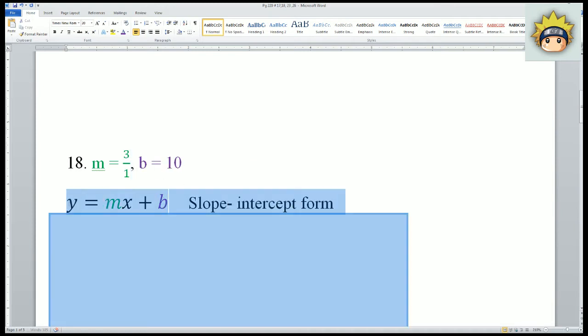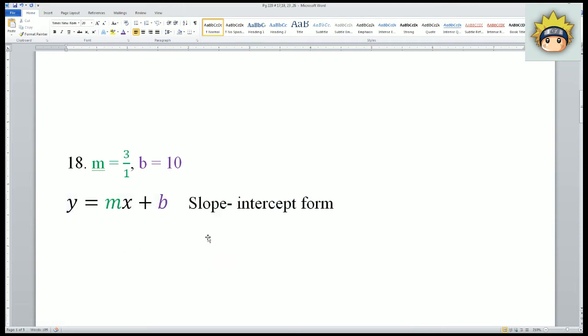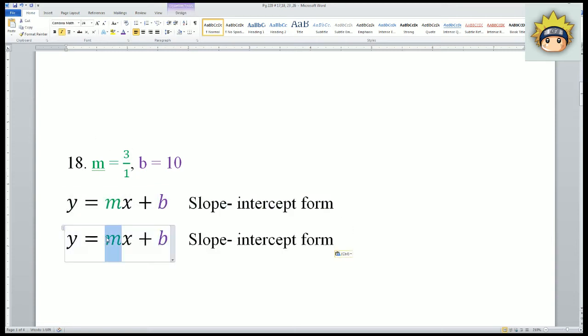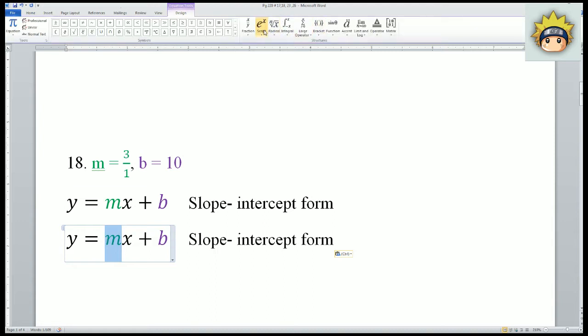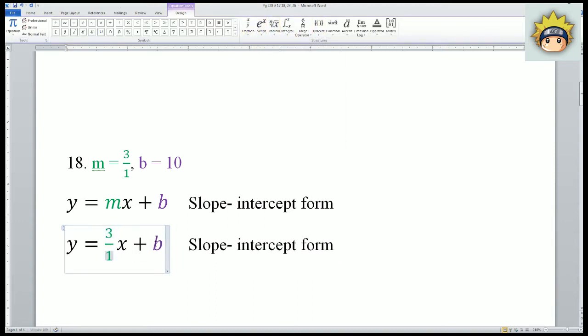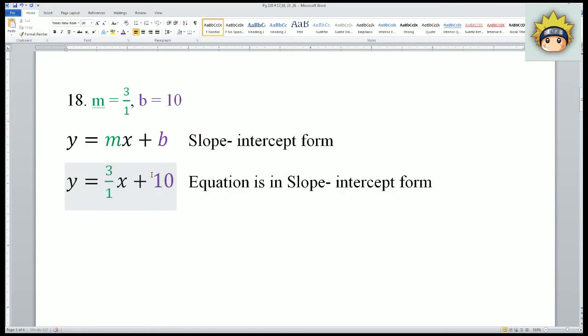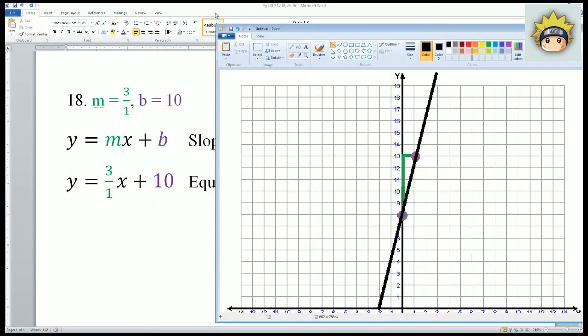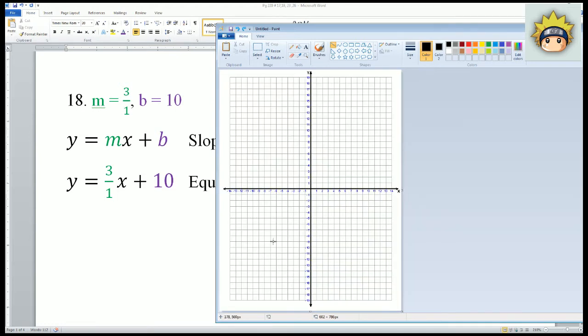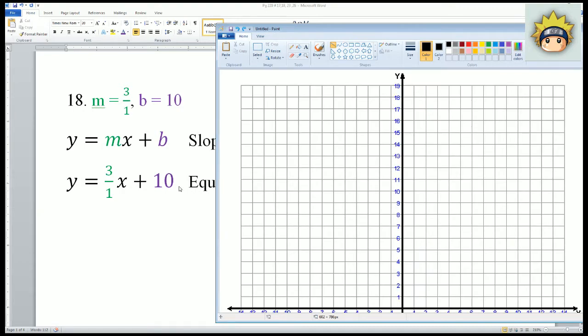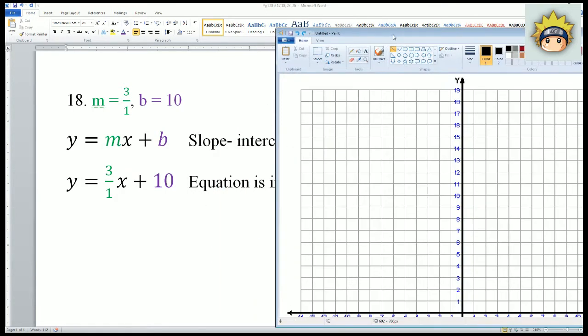Now we want to write it in slope-intercept form. What goes in for the slope is 3 over 1, and what goes in for b here is 10. That is what the equation is in slope-intercept form. Now let's graph it. Here's the whole graph. Let me zoom in so you can see it better. Here it says start at the y-intercept, which is 10.